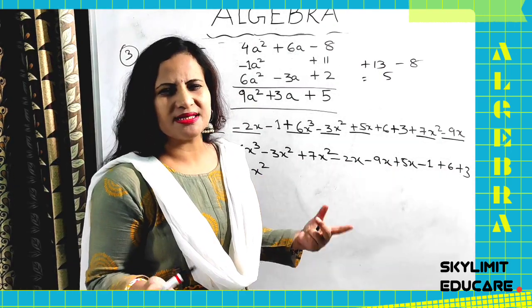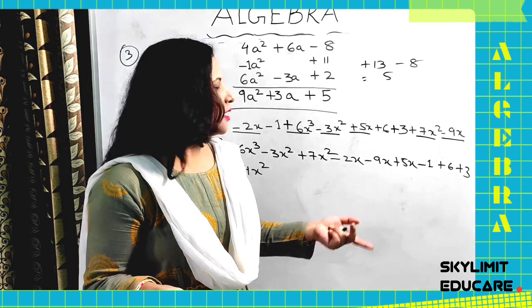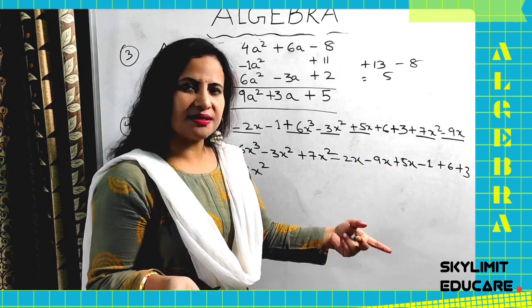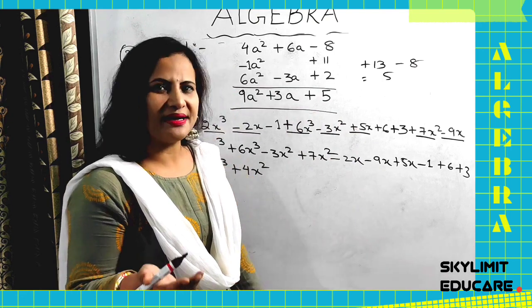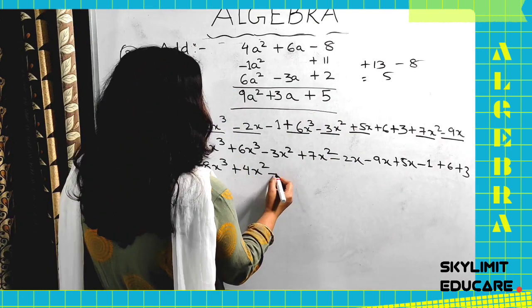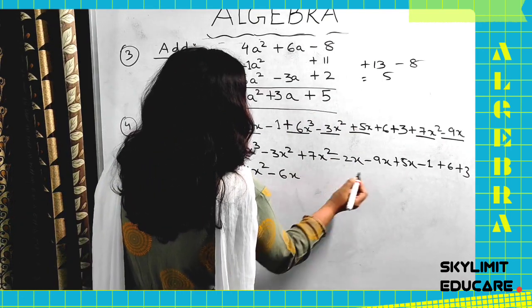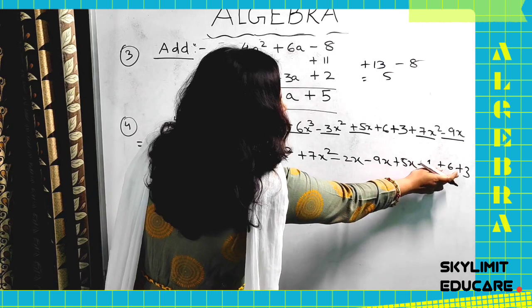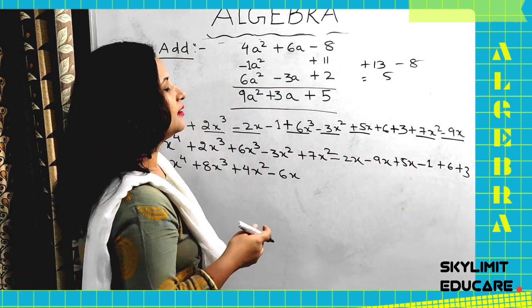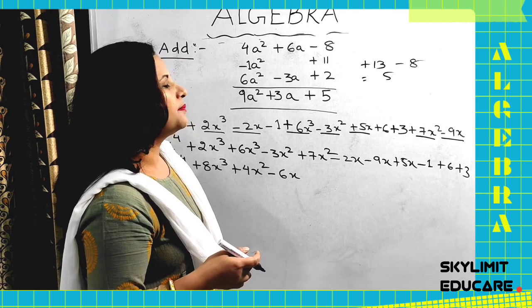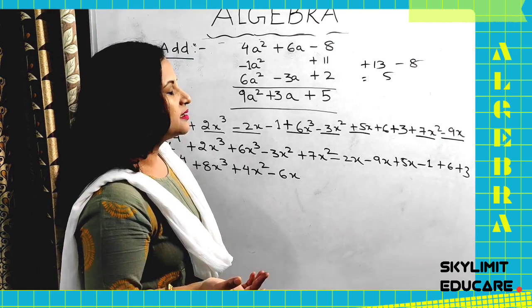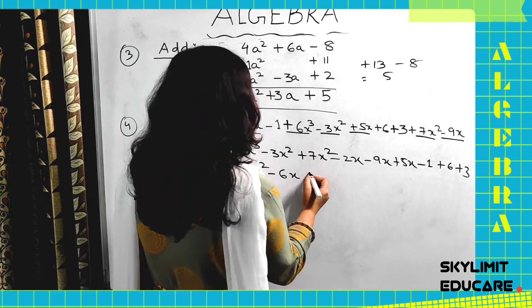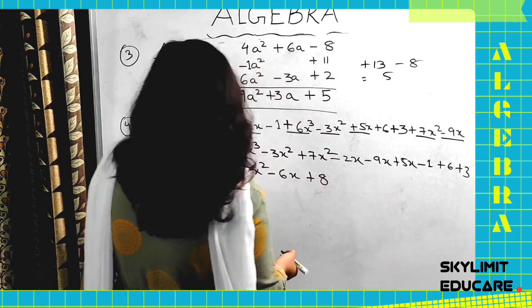Minus 11 plus 5. We will solve it in time. Minus 11 plus 5 will be minus 6. 11 minus 5 is 6. Then you have minus 1 and plus 6 plus 3 will be plus 9. Plus 9 minus 1 will be plus 8. 9 minus 1 is 8. So it will be plus 8. So we have solved it.